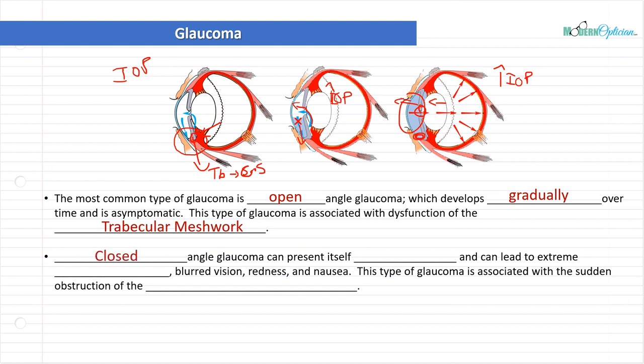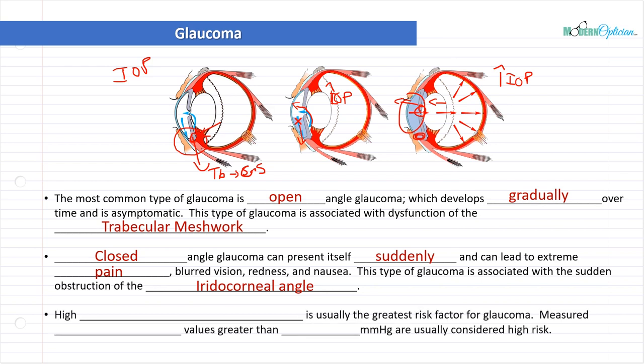Now, closed angle glaucoma can present itself suddenly because it's that closure of the angle. You know, one day it's closed, one day it's open, the next day it's not, and that can be problematic. It can lead to extreme pain, blurred vision, redness, and nausea. Now, this type of glaucoma is associated with the sudden obstruction of the iridocorneal angle, or we just call it the angle. All right.